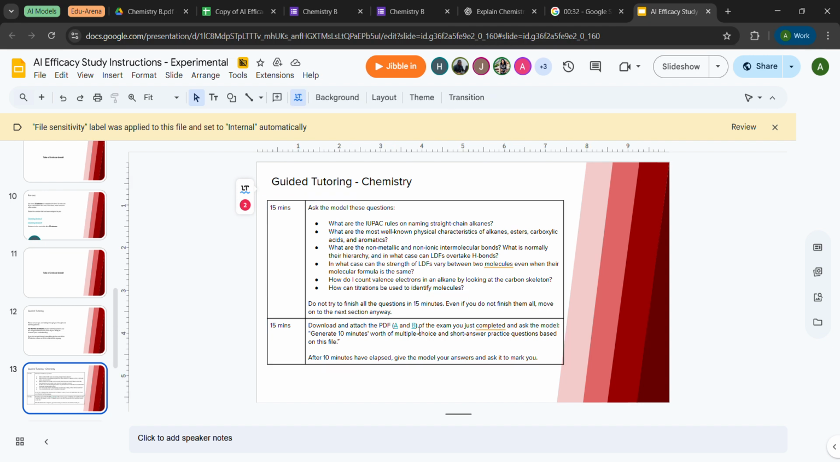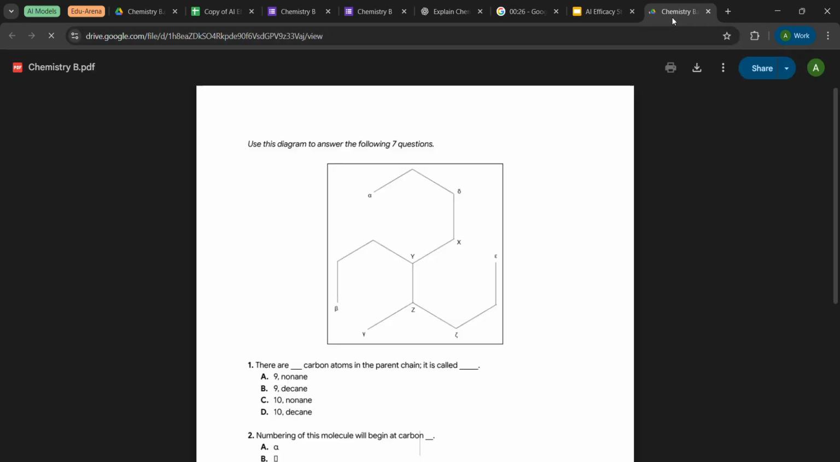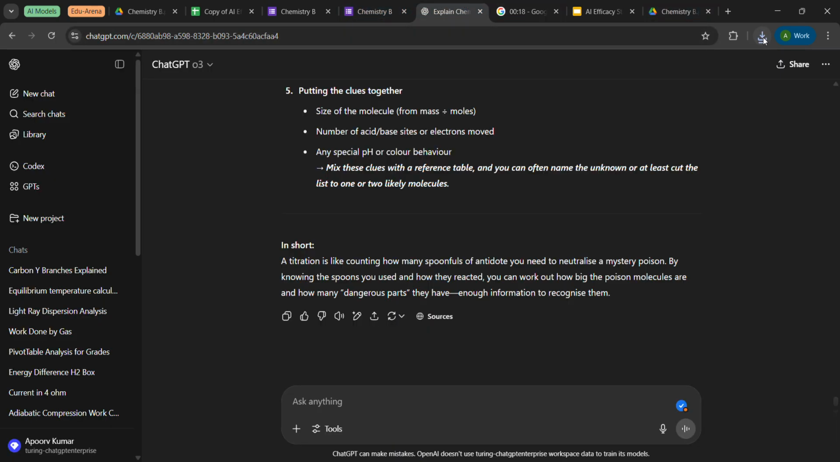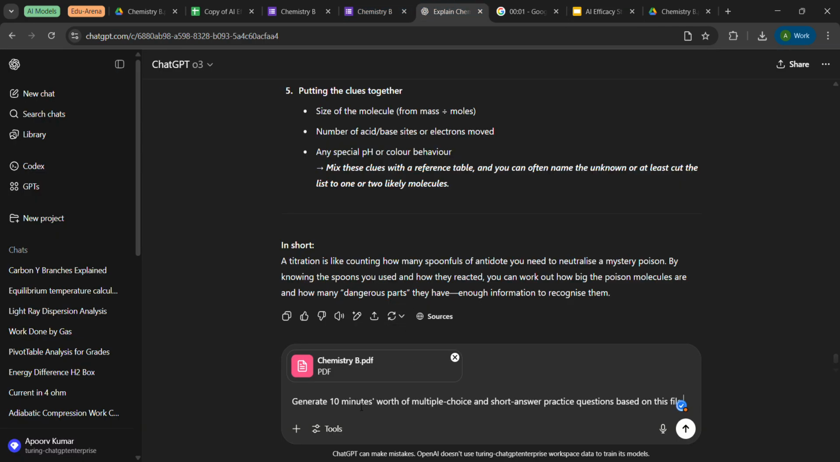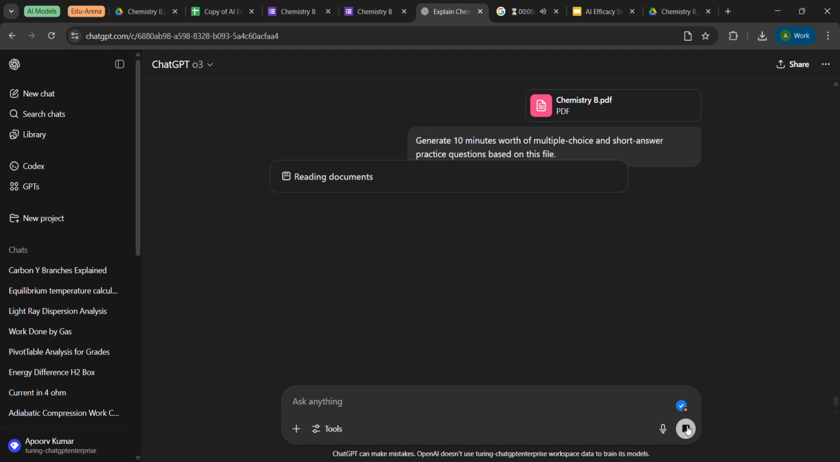Now I will download this PDF and give it to ChatGPT to make 10 minutes of questions for me. Okay, now what do I have to ask? That is, generate 10 minutes' worth of MCQs on this file. Okay, I'll just copy paste this and ask it.